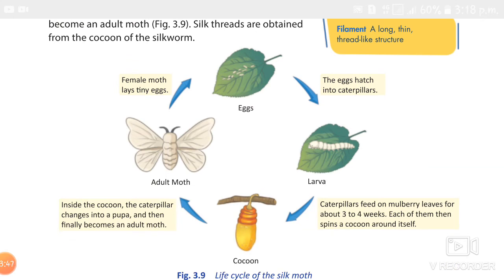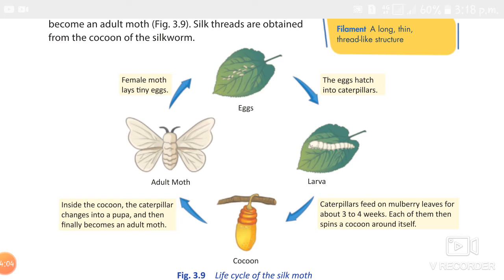Okay, now you can see that the eggs hatch into caterpillars. That stage is called the larval stage. The caterpillars feed on mulberry leaves for 3 to 4 weeks.